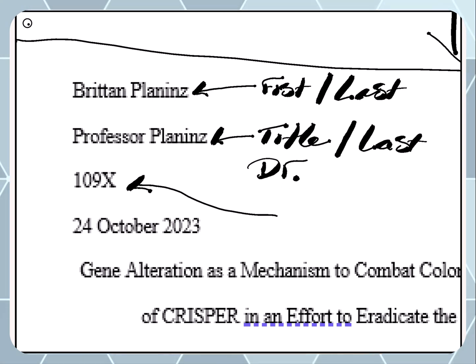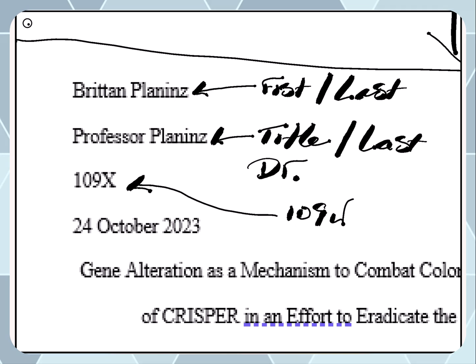So you don't have to put the code after it, like each class has a little code. Don't do that. So we would say 109W, or even here you could say English 109W. Okay, then we have our date.